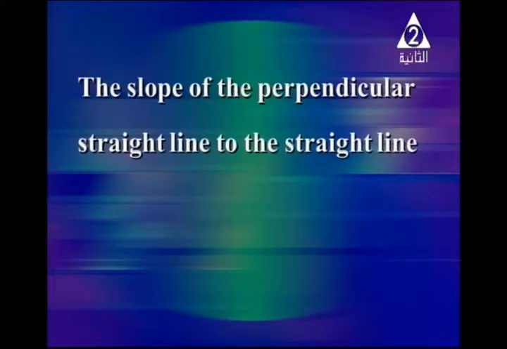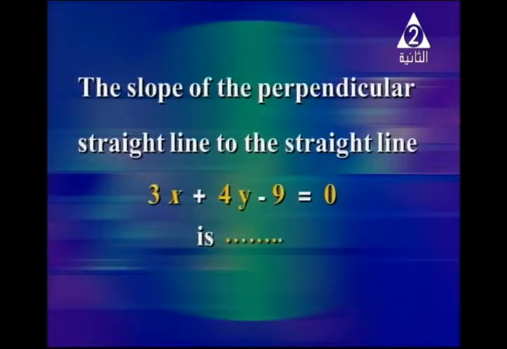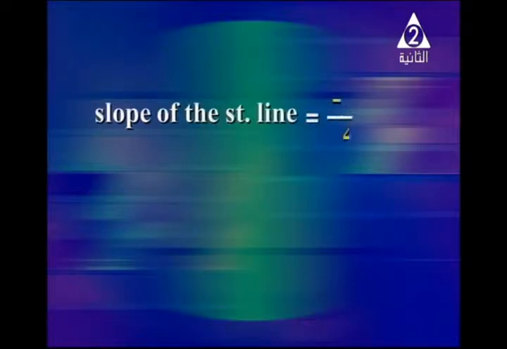The slope of the perpendicular straight line to the straight line 3x plus 4y minus 9 equals 0 is what? Now, first of all, can you find the slope of this straight line? Yes, you know that the slope of such a line is -a/b, as it is the negative coefficient of x over the coefficient of y. So the slope of the straight line will be -3/4. This is the slope of the straight line.